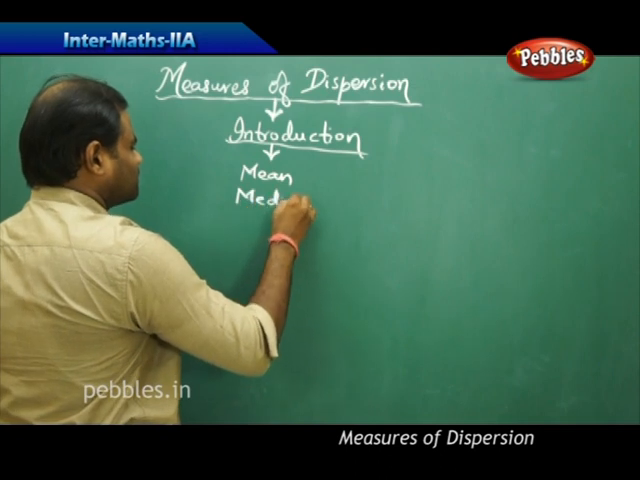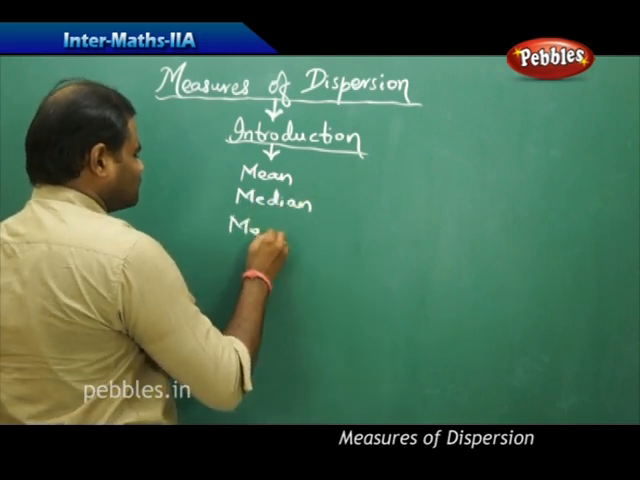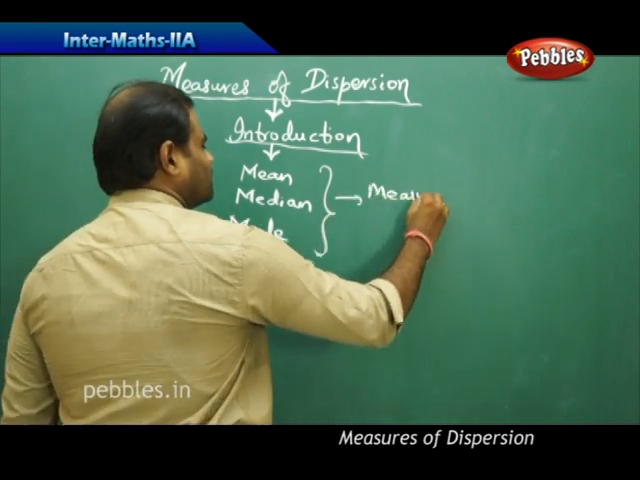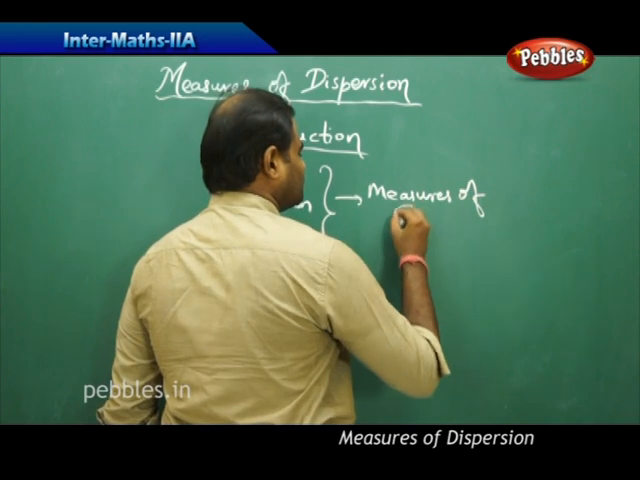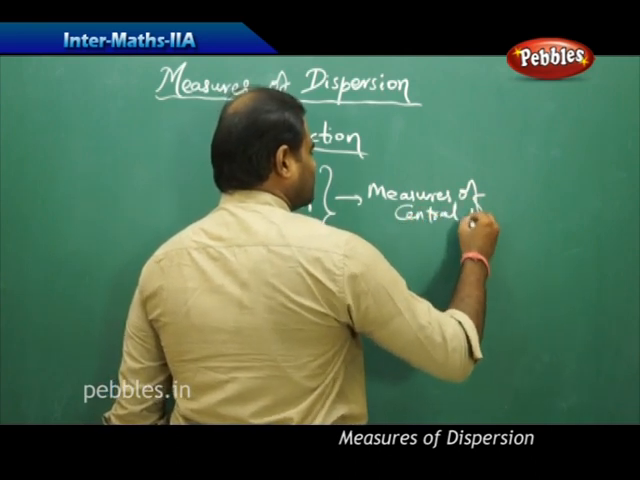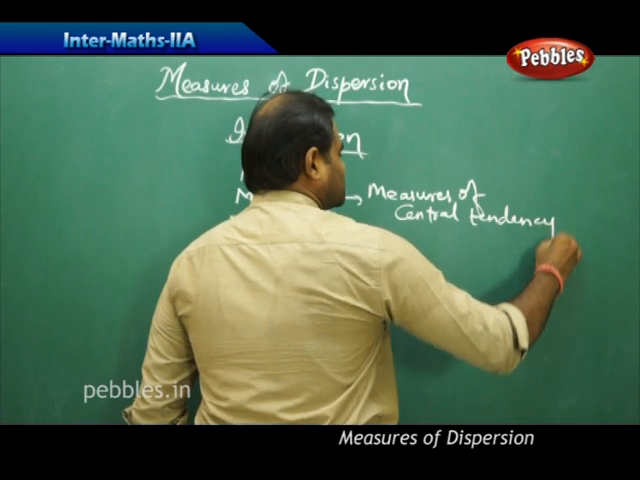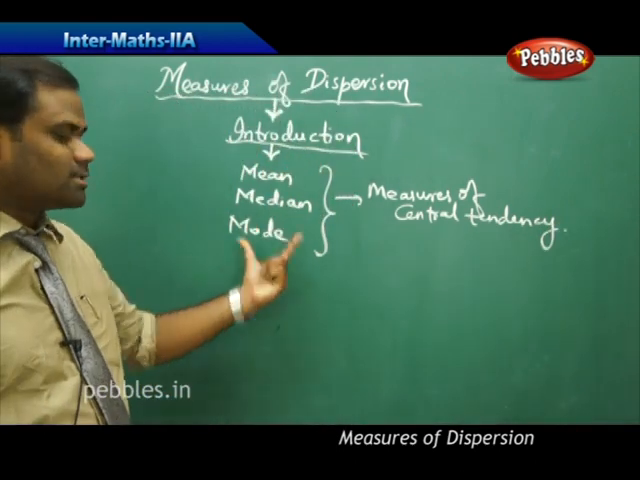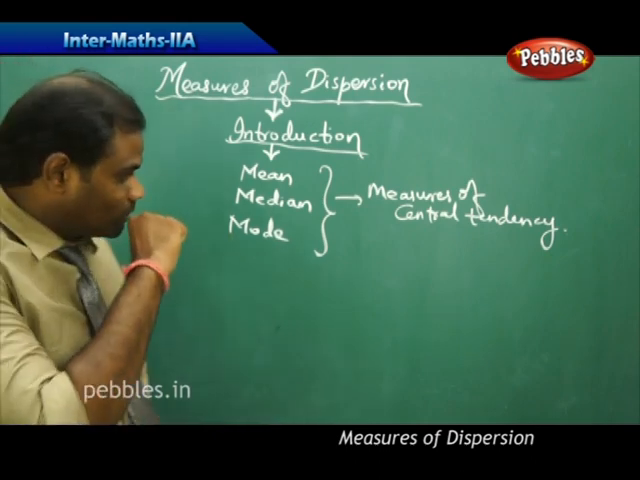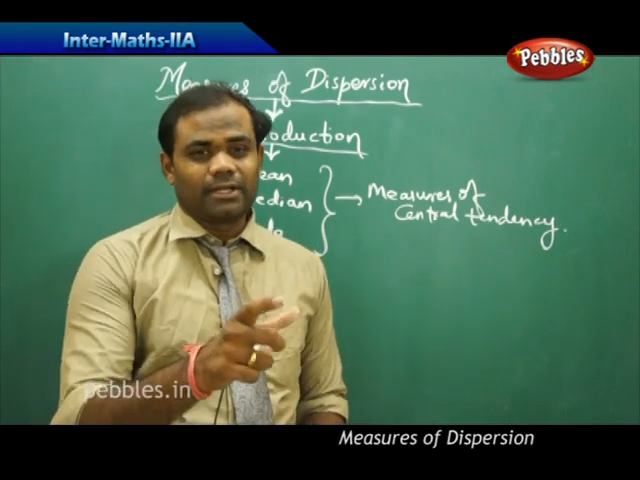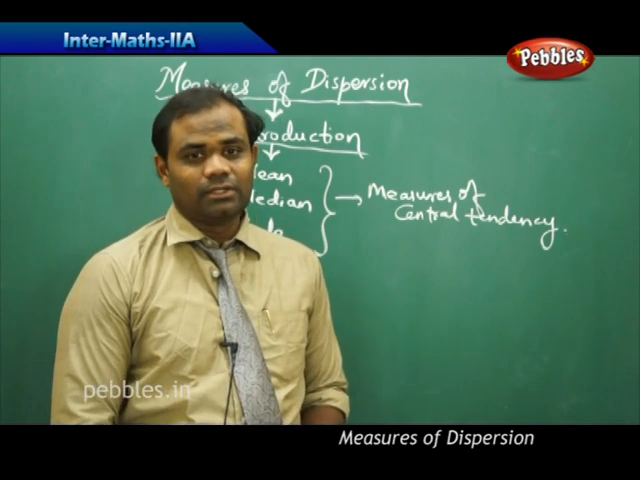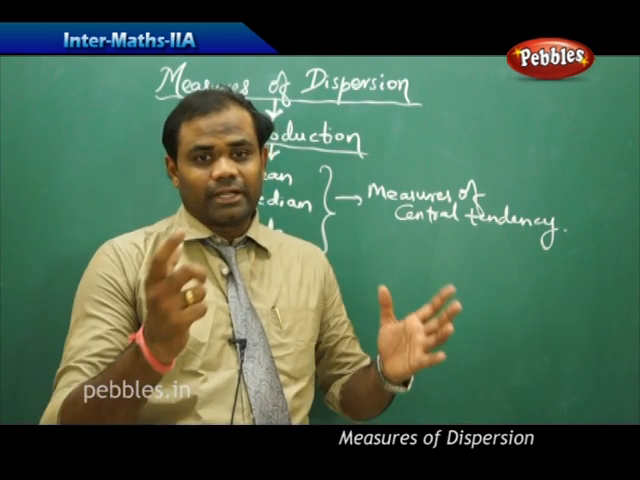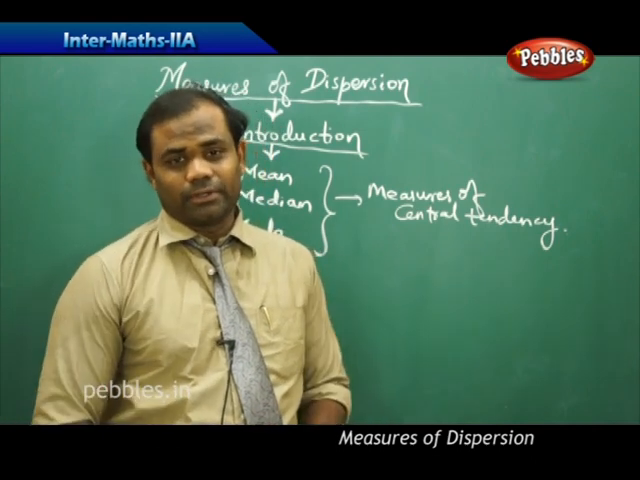median, and mode, which are called the measures of central tendency. That is, these three factors of statistics, mean, median, and mode, describe the central tendency or the behavior of the data. So it gives us a way to observe the center of the data out of all the given data points.